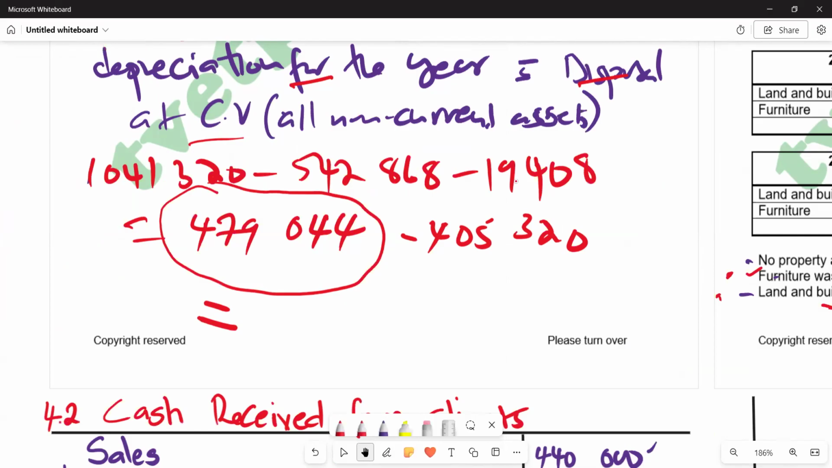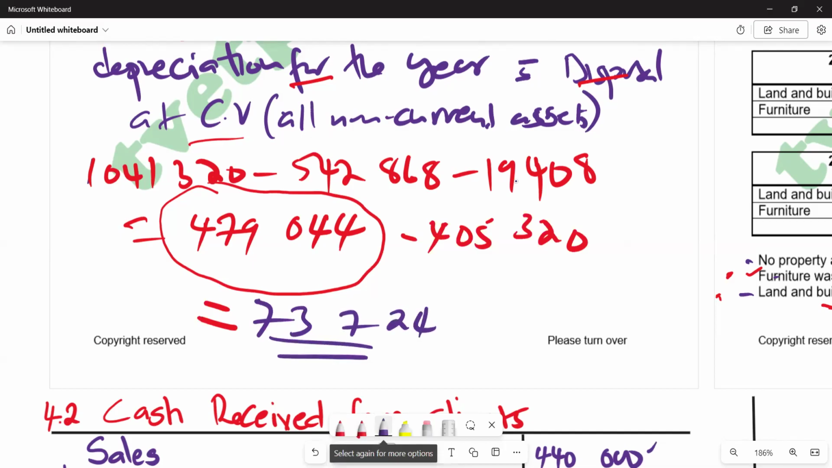So we are saying now 479,044 minus 405,320. Then the figure that we get is 73,724. So remember, when a non-current asset is sold or disposed at carrying value, there should be no profit or loss. The profit will be zero. So there will be no profit or loss. But in this case, if you go to our statement of comprehensive income, let's just try to see what we have.